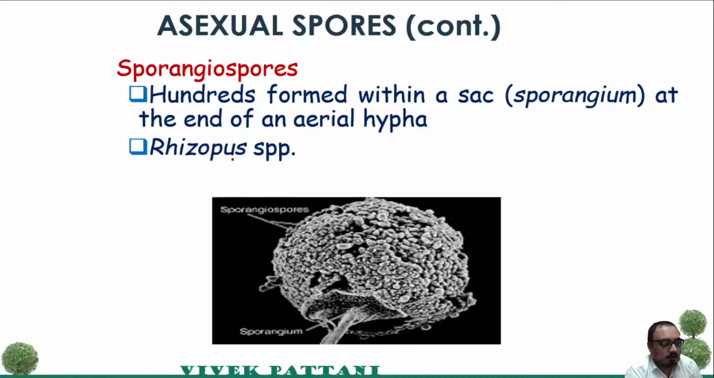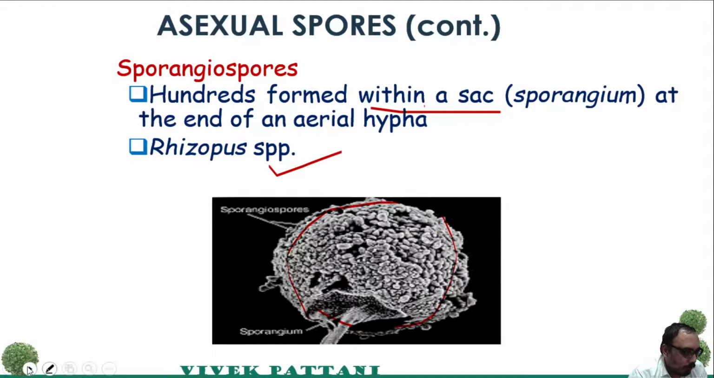Okay, now sporangiospores. Basically, these are spores formed within a sac, and there may be even more than 100 spores in it. Examples are Rhizopus as well as Mucor.